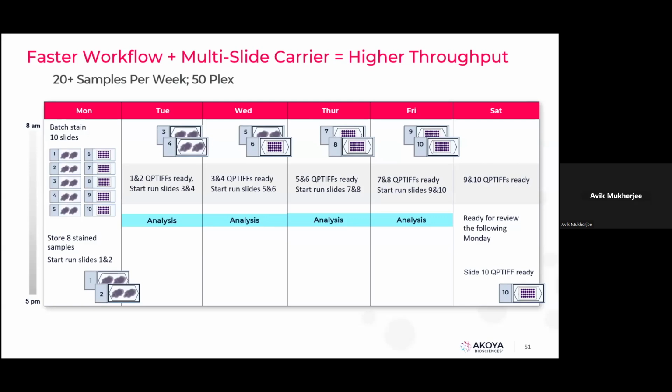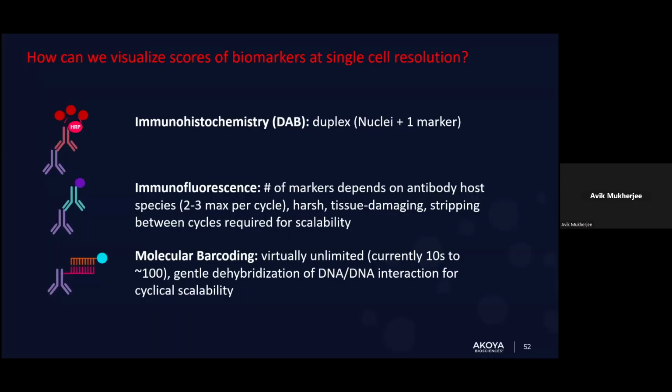And this is the thought experiment to show you how you can do 20+ samples a week, where you can start on a Monday and do all your staining. It's a 6 to 8 hour protocol. You batch stain all your slides, put 2 of them in the PhenoCycler and go. And next morning you have the image and you put 2 more slides, and that's how you get the imaging done, 20+ samples per week. This is for if you are doing 50-plex. If you are doing 100-plex, it would be a little bit different.